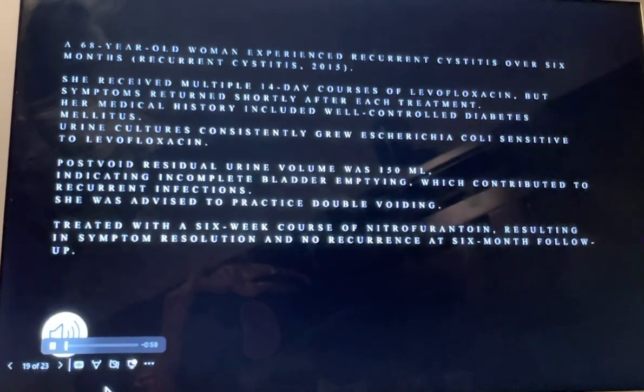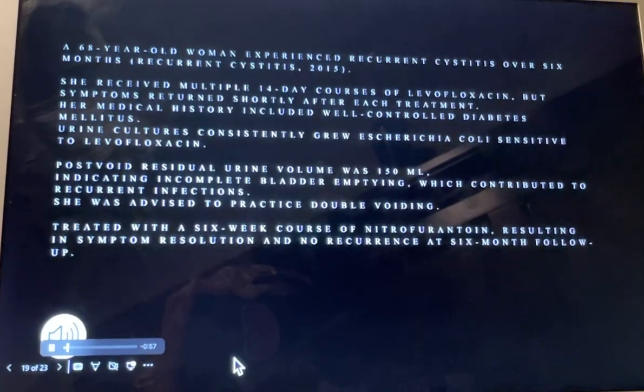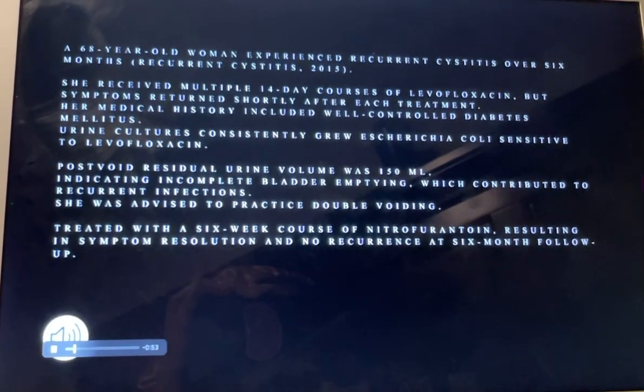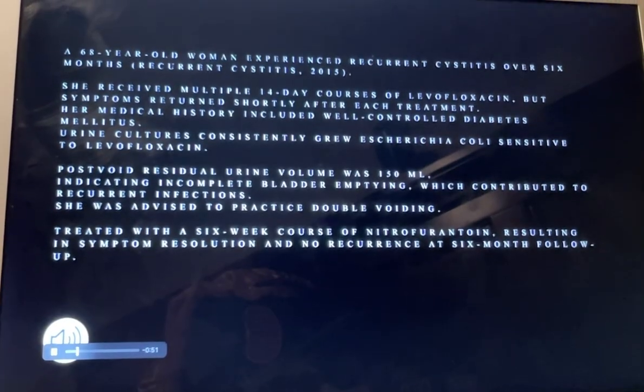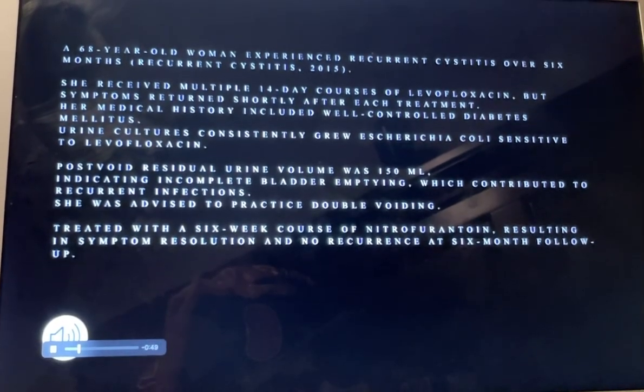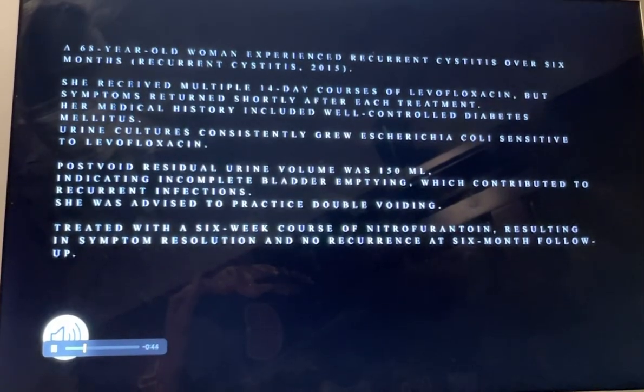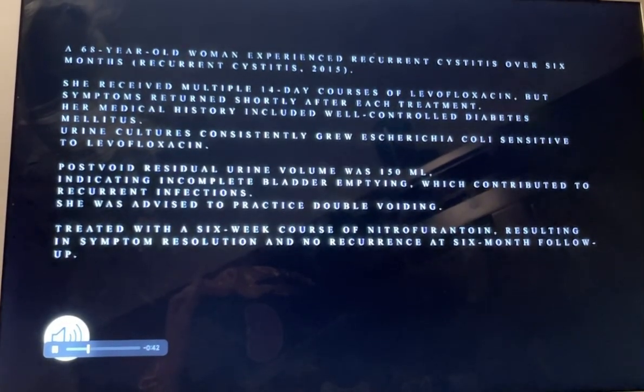Now let's dive into a real-life example. A case study from Candida Journal, Infectious Diseases and Medical Microbiology tells the story of a 68-year-old woman who struggled with recurrent cystitis for 6 months. Even after multiple 14-day courses of levofloxacin, her symptoms kept bouncing back.